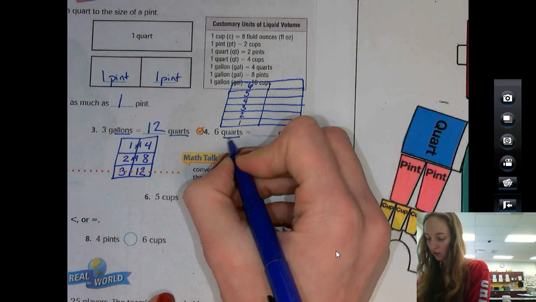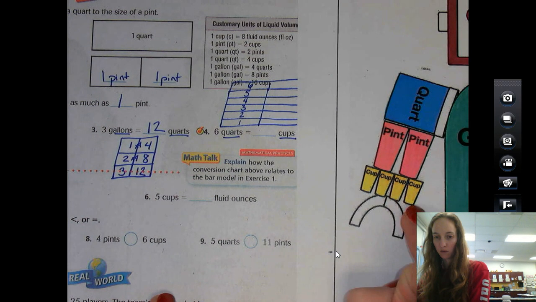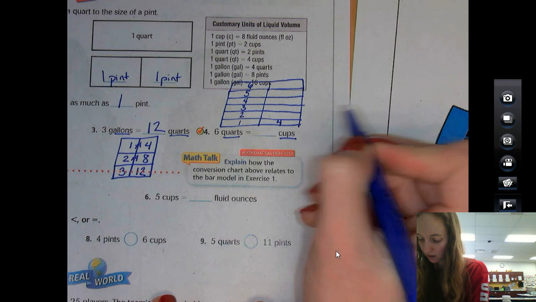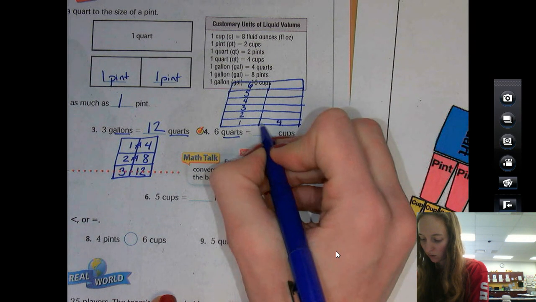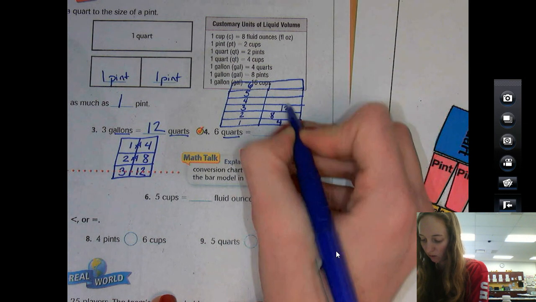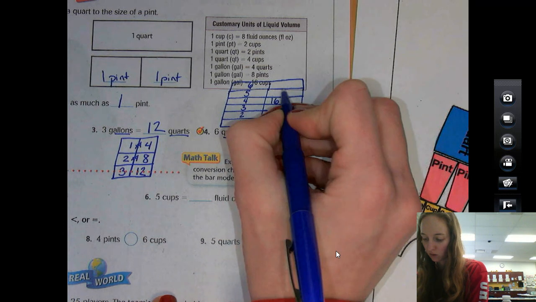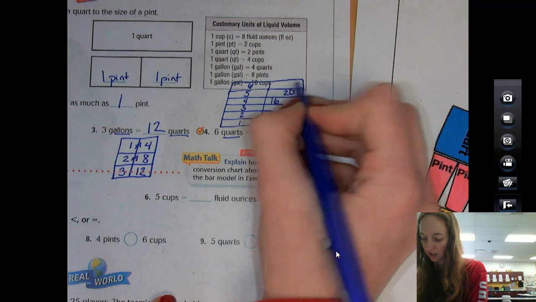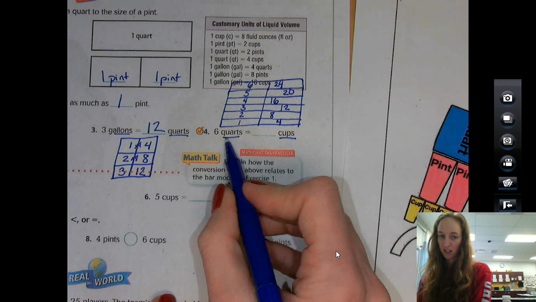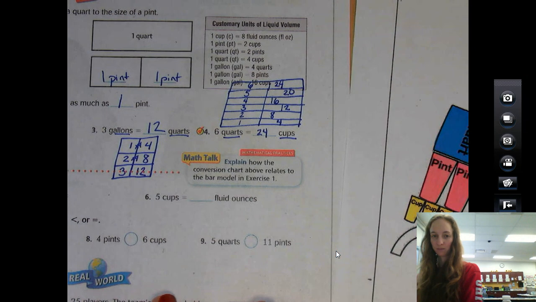Here's my cups. So in 1 quart, how many cups do you have? Okay, 1 quart is 4 cups. So that means times 4. 2 times 4 would be 8. 3 times 4 would be 12. 4 times 4 would be 16. 5 times 4 would be 20. 6 times 4 would be 24. So 6 quarts would be 24 cups.